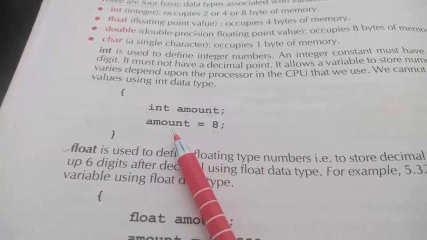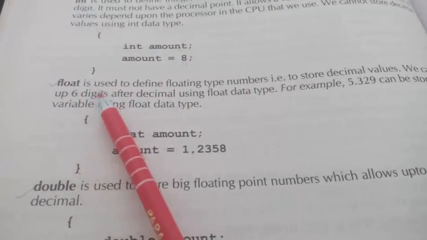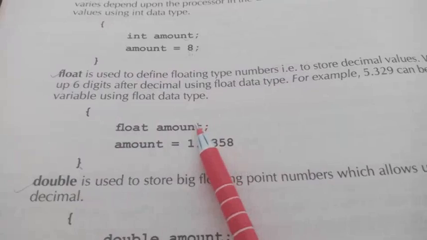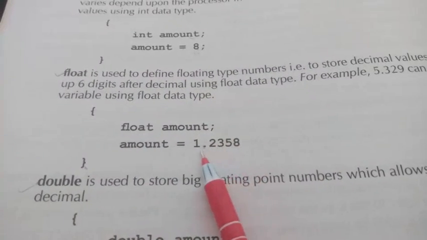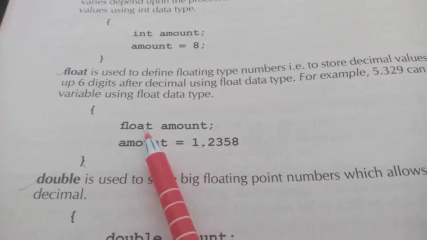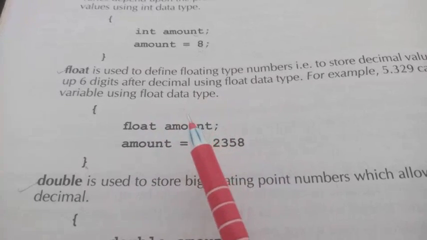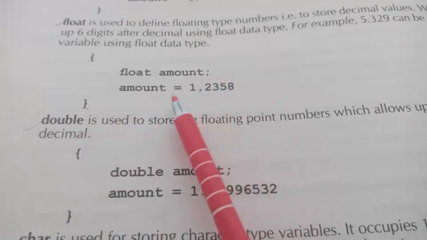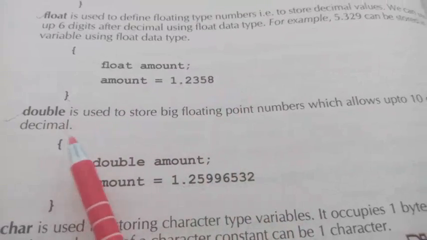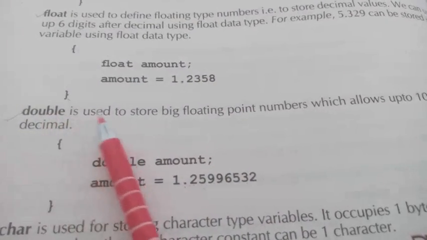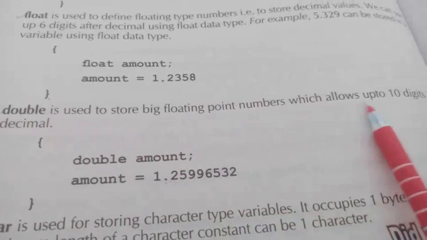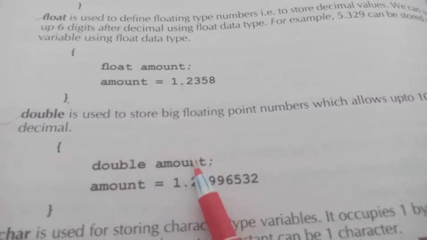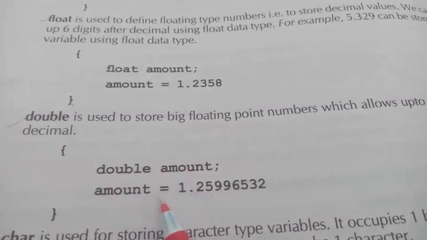Okay, so this is about data type and declaration, how to declare and how to assign a value to a variable. And now we have float, which is used to define floating numbers, which was already discussed. Declare the variable and assign a decimal floating value. This is float, which shows the variable contains decimal values. Okay, and double has some extended limit. Double is used to store big floating point numbers which allow up to 10 digits after the decimal. So you can see here, this is the declaration of the variable and this is the assignment of the variable.